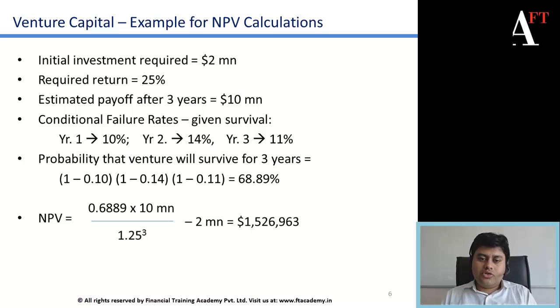So as we see, there is a positive NPV, and at a required return of 25%, we are getting $1.5 million as an NPV. So it could be a good investment.